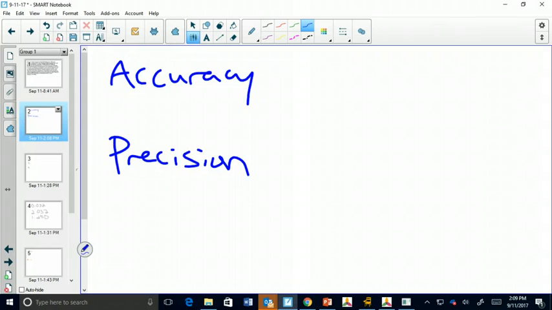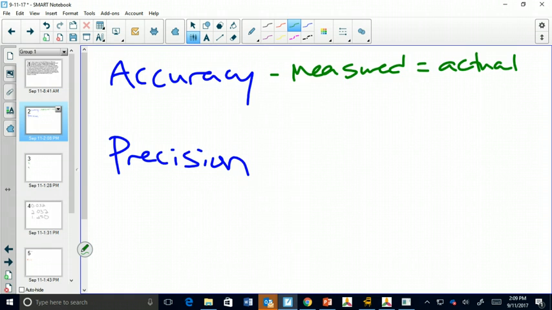Saying, yeah, Mr. Hess, he's about 10 feet tall. Accurate? Not really. Right? Not really. I'm not quite that tall. Does that make sense? So accuracy, is your measured value equal to your actual? Is that really what it's supposed to be? Or the accepted value? That's probably a better word than actual. That's the word your textbook uses. So accepted.